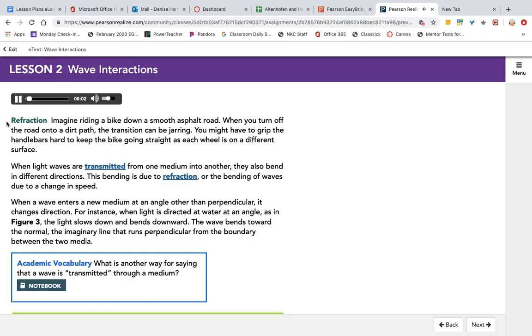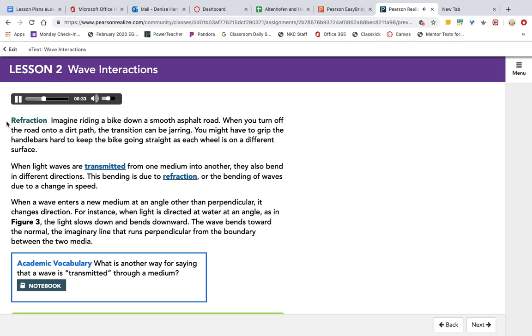Refraction. Imagine riding a bike down a smooth asphalt road. When you turn off the road onto a dirt path, the transition can be jarring. You might have to grip the handlebars hard to keep the bike going straight, as the two wheels are on different surfaces. When light waves are transmitted from one medium into another, they also bend in different directions. This bending is due to refraction, or the bending of waves due to a change in speed.